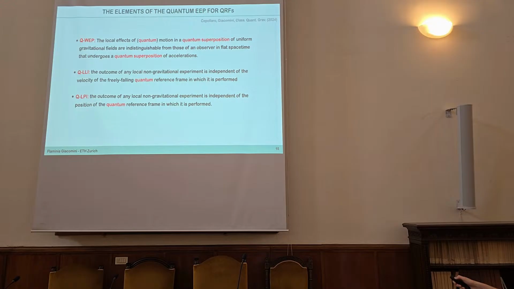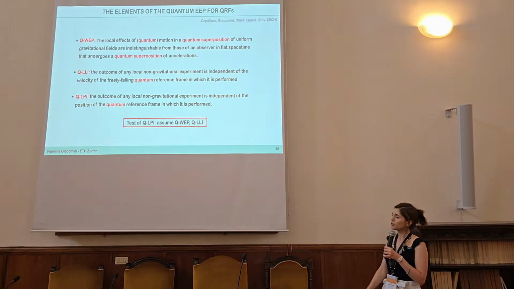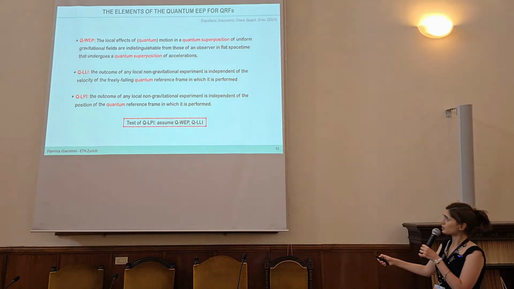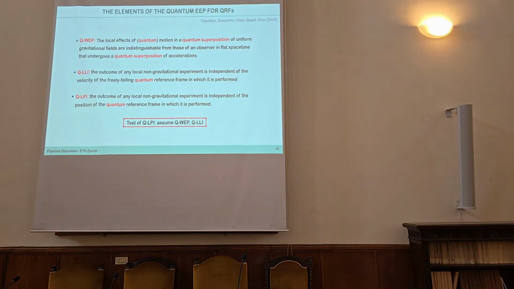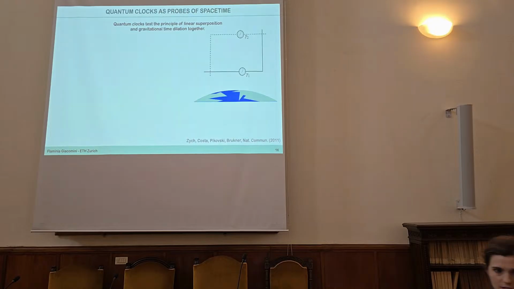In particular, I will focus on showing you how a quantum local position invariance test would look like. Basically, you see that here we have that the outcome of any local non-gravitational experiment is independent of the position of the quantum reference frame in which it is performed. In the following, we will assume the other two aspects, as is done customarily in tests of the Einstein equivalence principle. For that, we need quantum clocks.